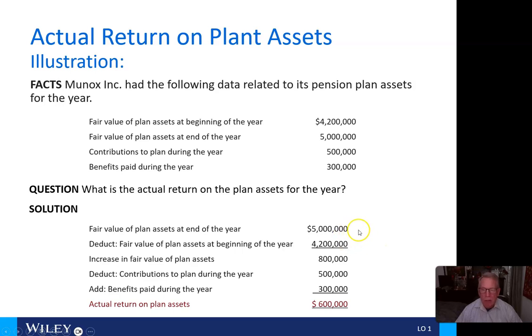So we start with the fair value of the plan assets at the end of the year, here, subtract out the fair value of the plan assets at the beginning of the year, here, and that gives us the increase in the fair value of the plan assets, $800,000. Then we deduct the contributions to the plan during the year, given here, and add the benefits paid during the year, given here. And so the actual return on plan assets totals $600,000.